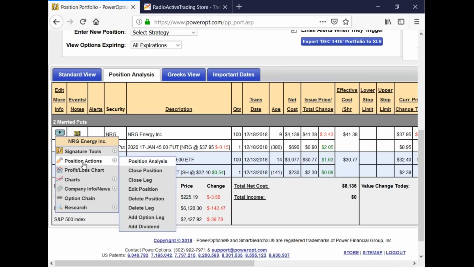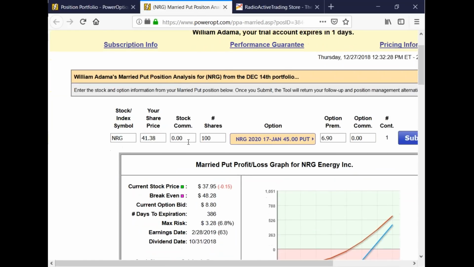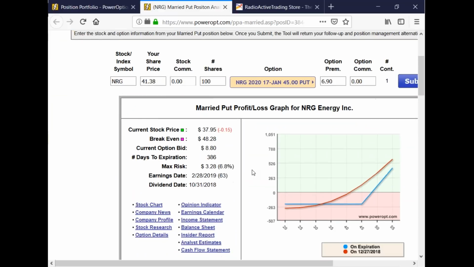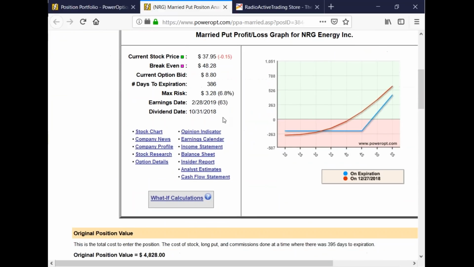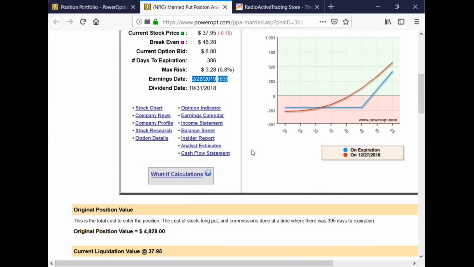Again, starting point here using power options, I'll go to position actions, position analysis. Now, I don't know if anything's going to show up, by the way. So here's my breakdown of my original position, max risk of 6.8%. It's important to see the earnings 63 days out, so I know that even if I do sell a call to February or something along those lines, I might not be capping my gain or doing something before the earnings comes out. That's good to know. Gives me some freedom to act in January or February to help lower this risk.